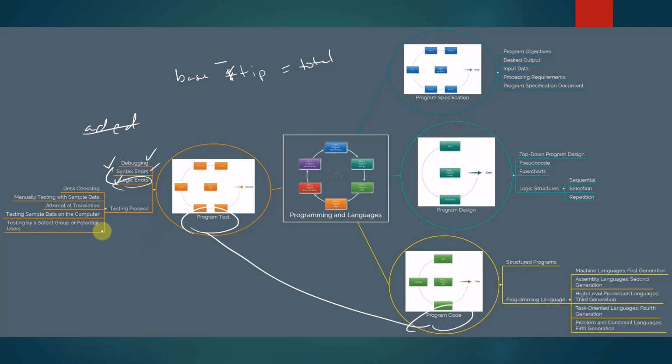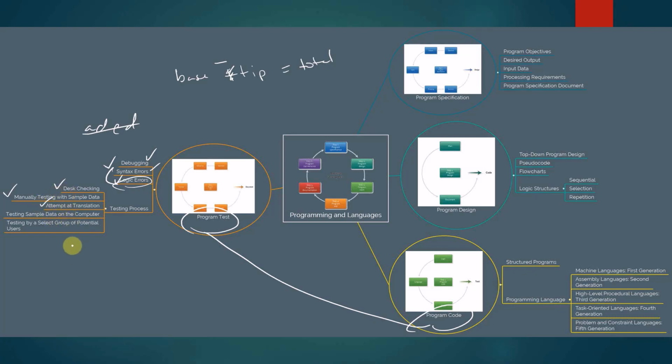How do you find these errors? The very first step that you can take is what's known as desk checking. That's where you literally proofread the code and look at it. Another way is manually testing the sample data. That's where you use a calculator with sample data and follow the statements to be sure that it's calculating what it's supposed to be calculating.